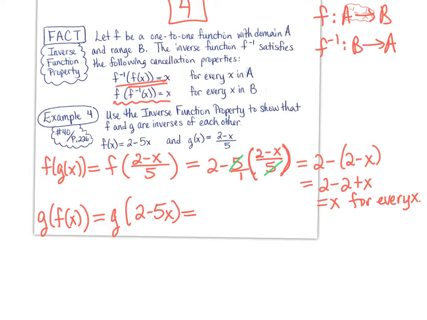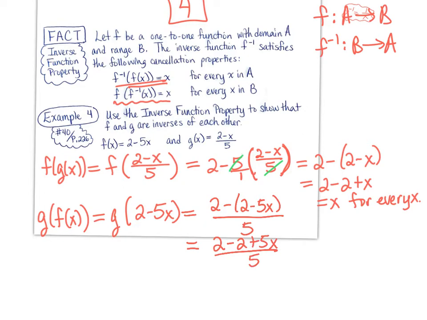What do we write? 2 minus 5x over 5. Very good. We write 2 minus the quantity 2 minus 5x over 5. Now what do we do? Distribute the negative. Good. That gives us what? 2 minus 2 plus 5x. Good. All over 5.